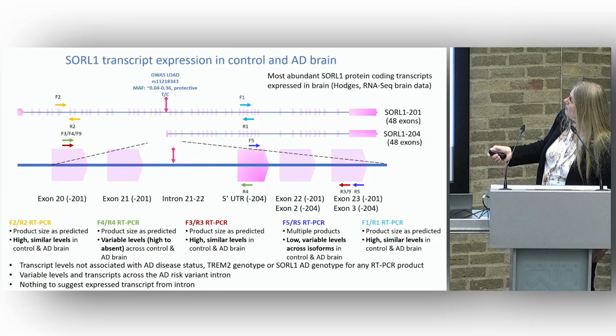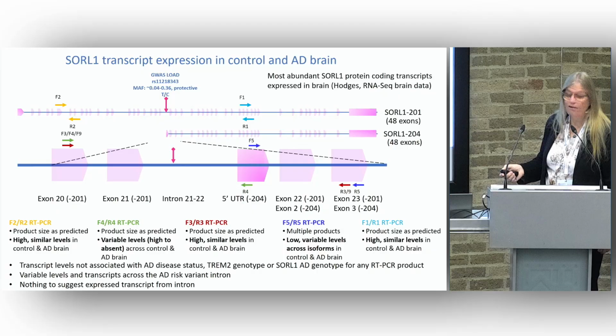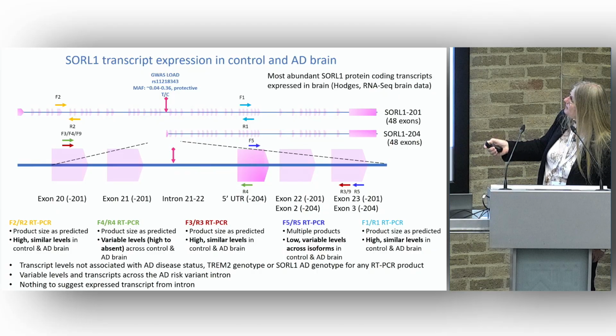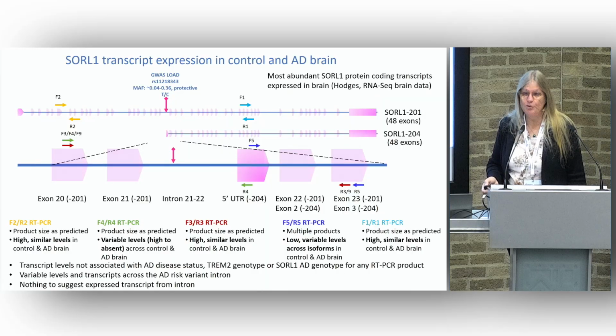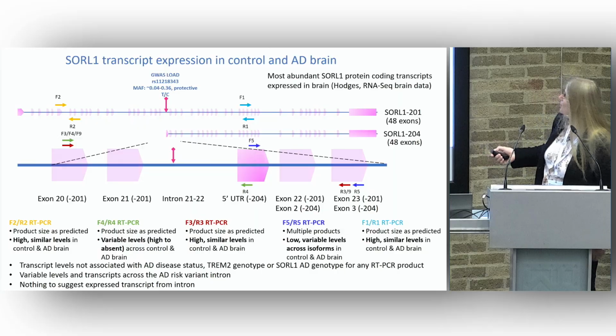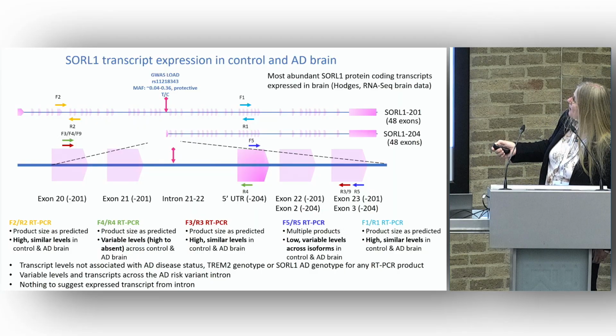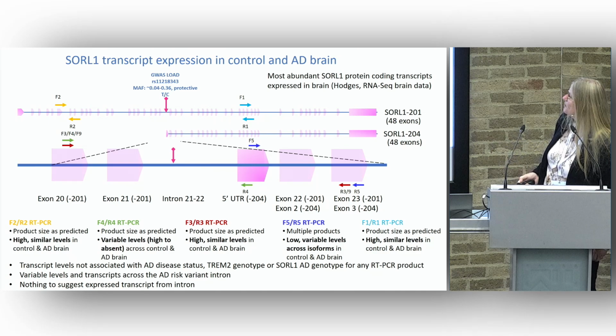Anyway, we did RT-PCR across various parts of the gene. So at this end, which picks up two of the main brain isoforms, which we knew about from our own brain RNA-seq data from some time ago. And we also mapped various analyses across this intronic region where the SNP resides as well. So you can see the close-up there.